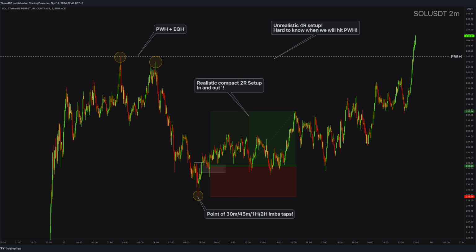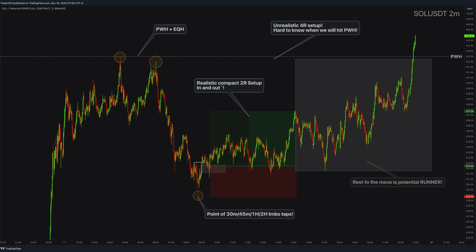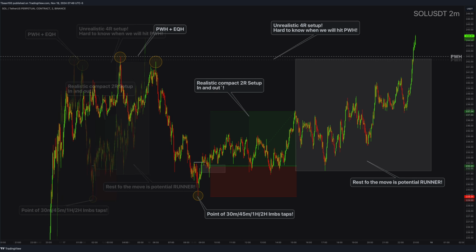Do not build fantasy setups. Be compact, in and out with 2-hour or below setups. This will be much better to control and work on. Then you can leave some trades as your runner if you wish. You need to create a win-win situation.